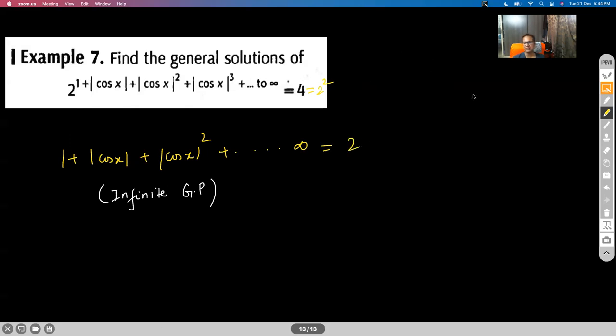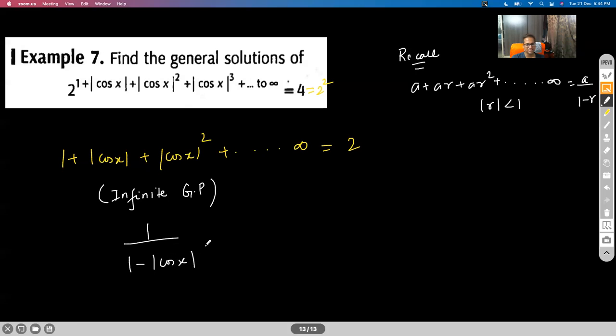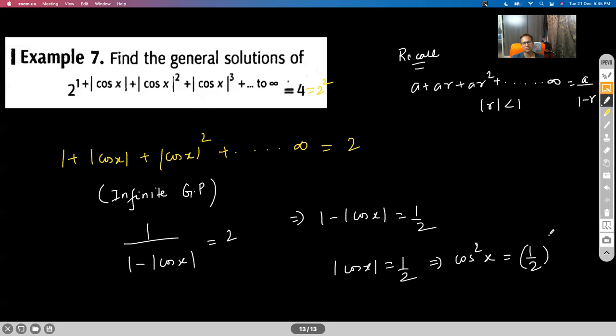Now for an infinite GP, let's recall, what is the sum of an infinite GP? Of course, the common ratio should be less than 1. A by 1 minus r, absolutely. So this will become 1 by 1 minus mod cos x. In other words, 1 minus mod cos x is half. That means mod of cos x is half. So dear all, please remember, this is as good as saying cos squared x is equal to half squared, which is actually cos squared of pi by 3.